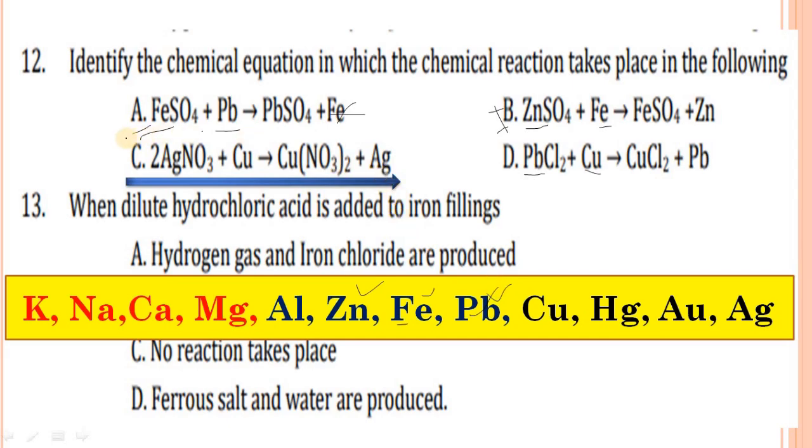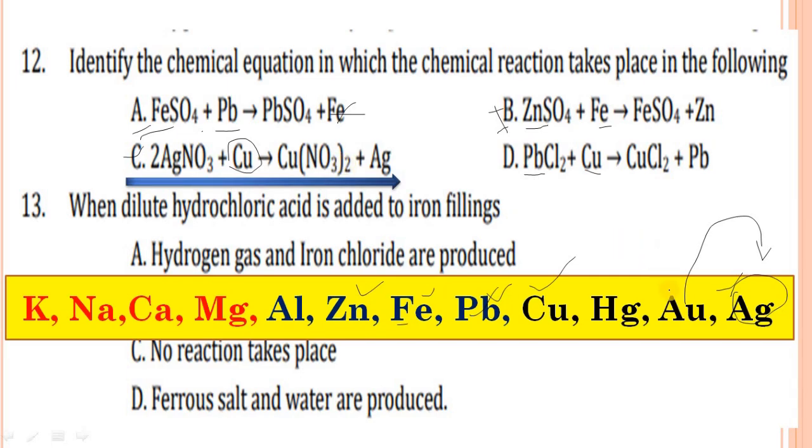If you see the third option, here copper is displacing silver from the silver nitrate, which is possible because copper is more reactive than the silver. So here C option will be the right answer.